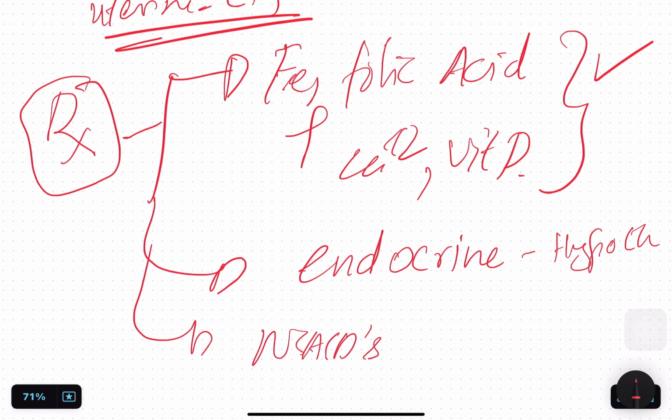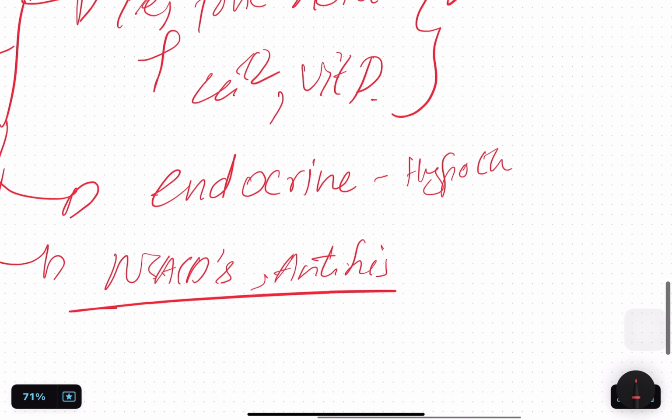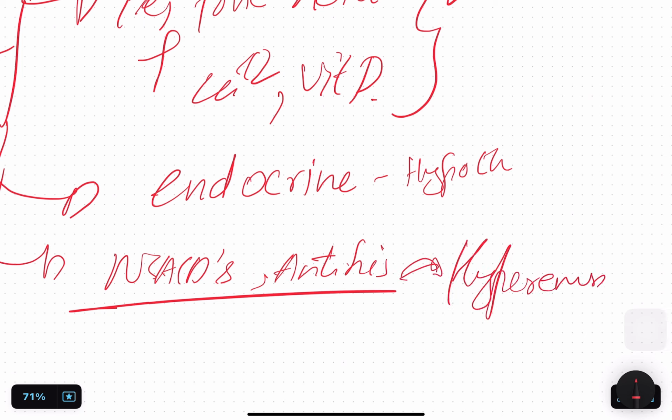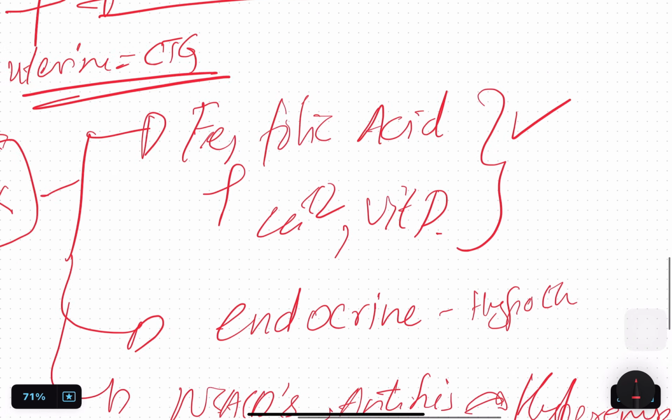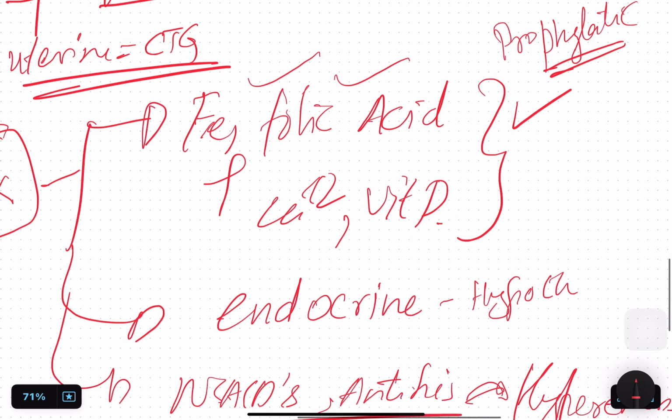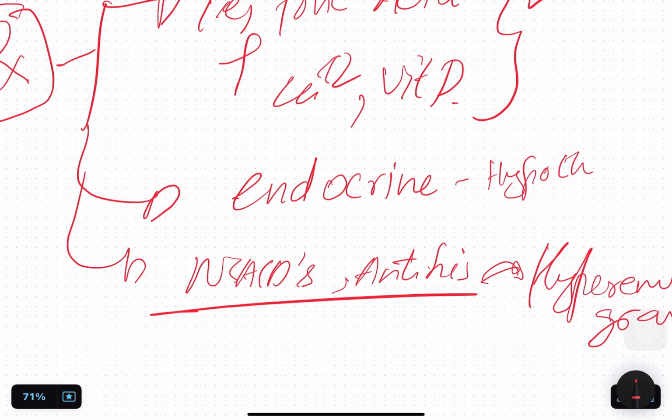Why do you think I am talking about it? In cases of hyperemesis gravidarum and mild fever, you use these. Then what are the things which you can use? The major thing is iron folic acid, which is given prophylactically to everyone. Everyone. That is something which you should know. Then NSAIDs, antihistamines, endocrine, and other drugs if there are any pathological conditions, you should know to treat.